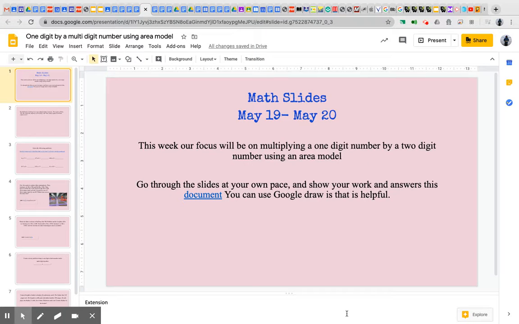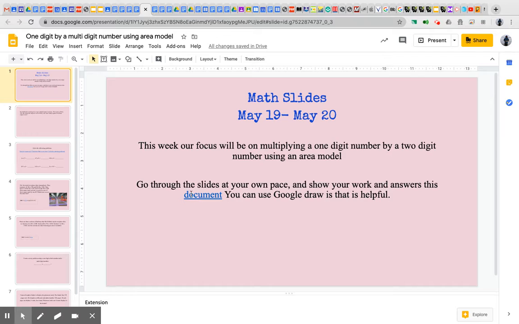Good morning, mathematicians. This week in math, our learning target is multiplying a one-digit number by a multi-digit number using area model. This is a look at our math slides.